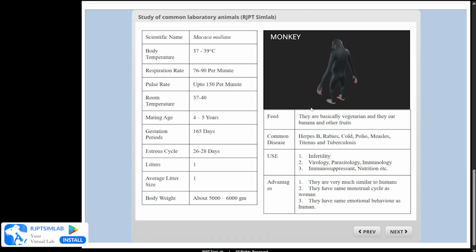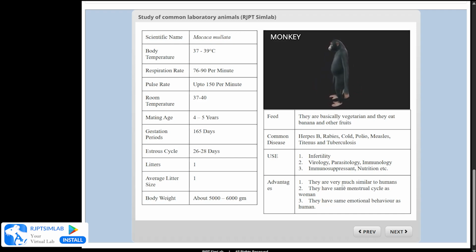The common diseases that a monkey can acquire are herpes B, rabies, cold, polio, measles, tetanus, and tuberculosis. The uses of monkey in pharmacological experiments are infertility, virology, parasitology, and immunology studies for immunosuppressants and nutrition.